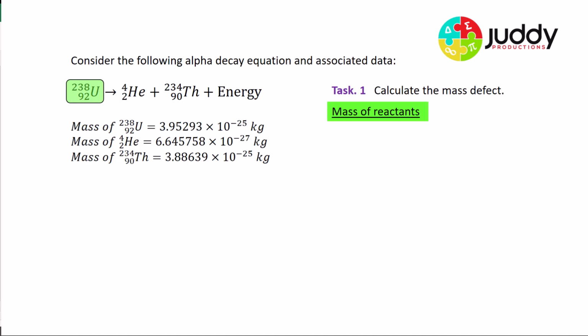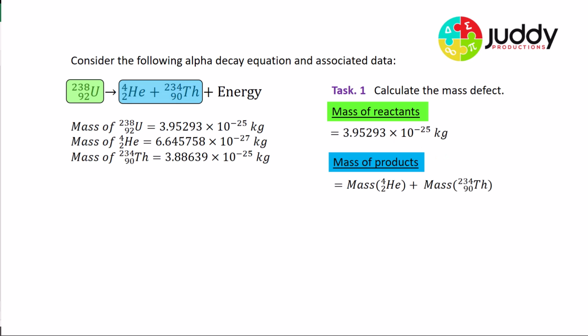First of all, let's look at the mass of the reactants. The reactants in this equation are highlighted in green, and there's only one, that is uranium-238. So we use the value given to the left. It is a mass of 3.95293 by 10 to the negative 25 kilograms.